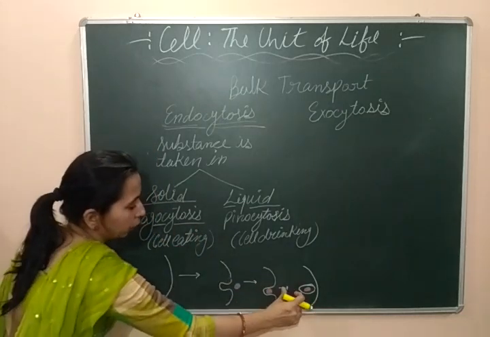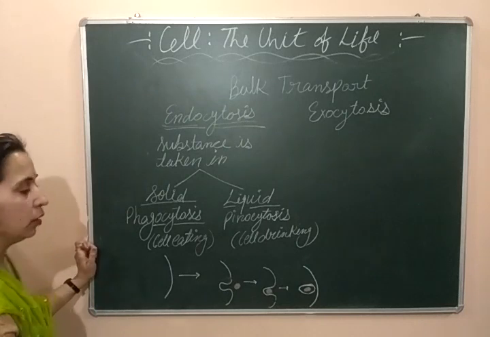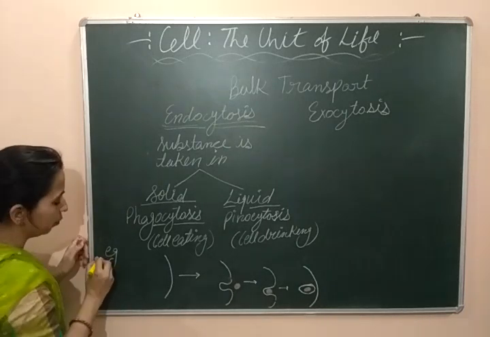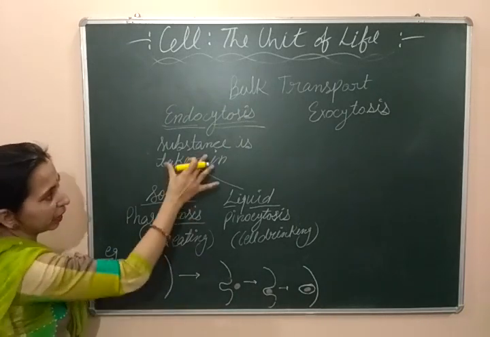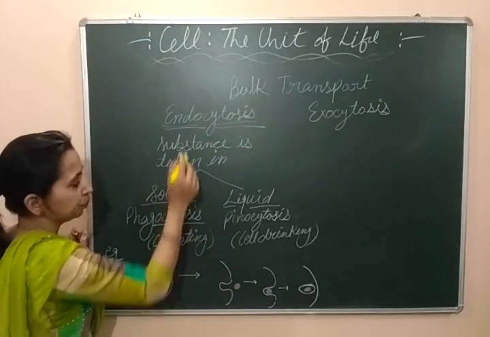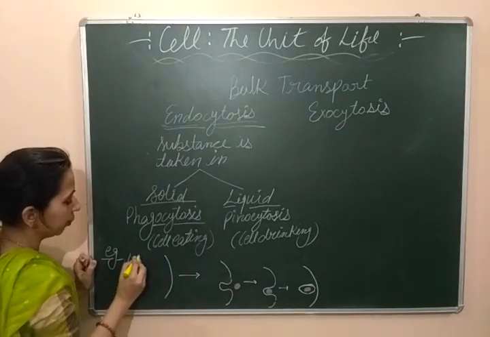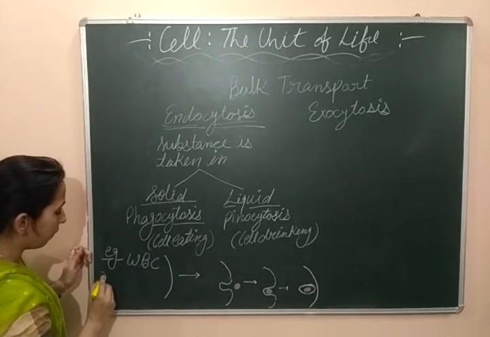This is the one way by which the substances can be taken in, and the example where this type of intake or this type of endocytosis process is done is WBCs and macrophages.